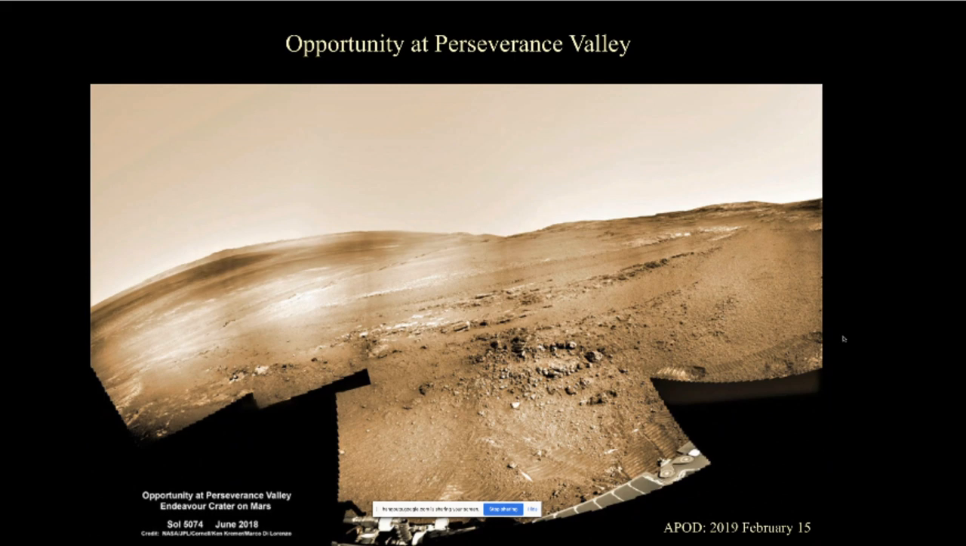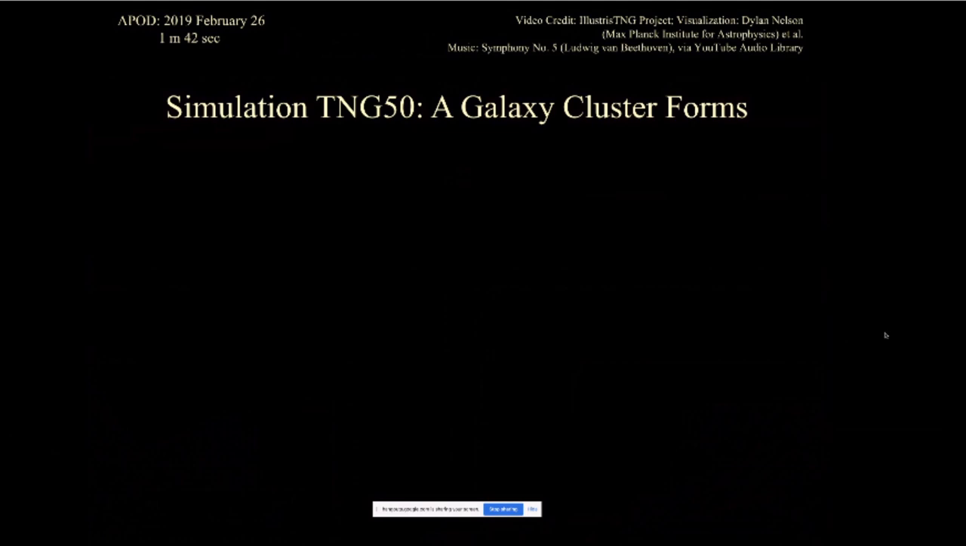Okay, this is a video put together to try to understand our universe. It's called the Illustris simulation TNG50, the Next Generation, and it came out in 2019. It shows us what it's like to form a cluster of galaxies from early on. I chose Beethoven's Fifth, which seems like a little overkill, but I think it fits pretty well because there's a lot of violence going on here.